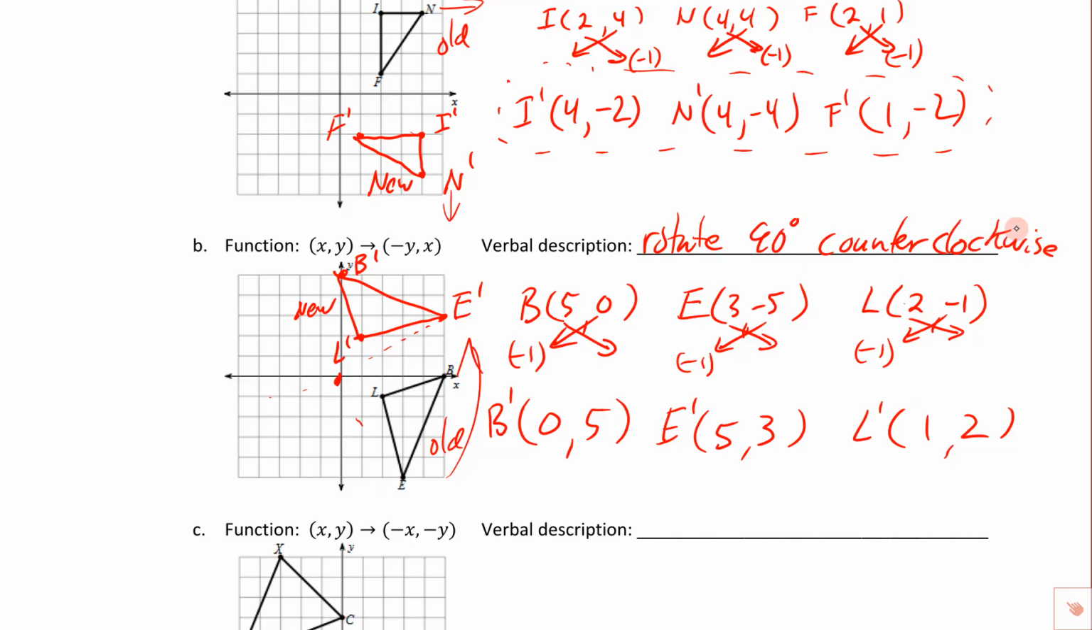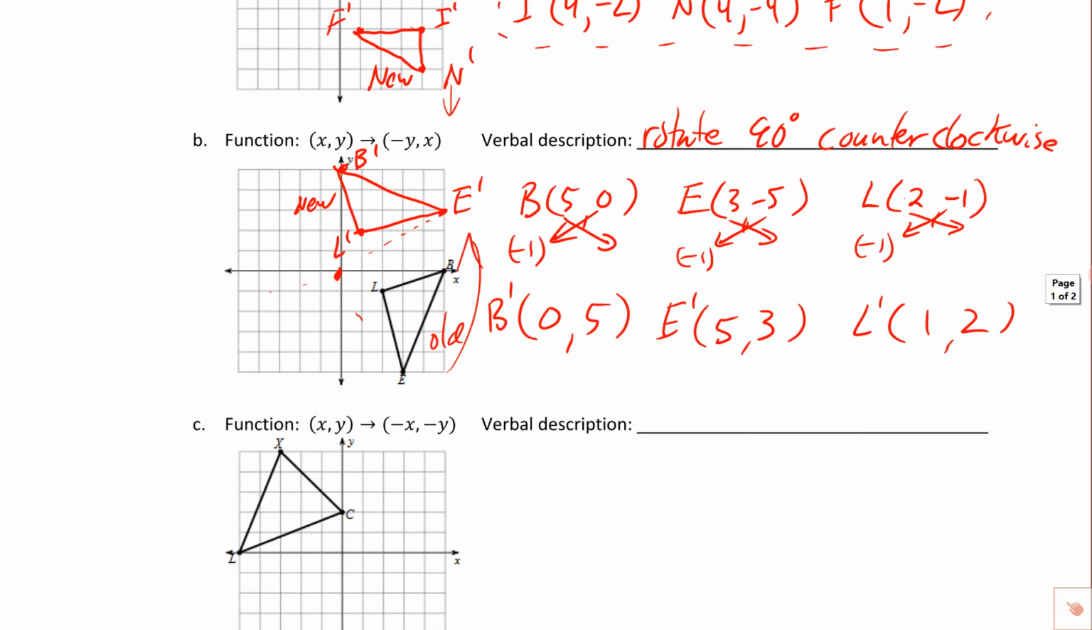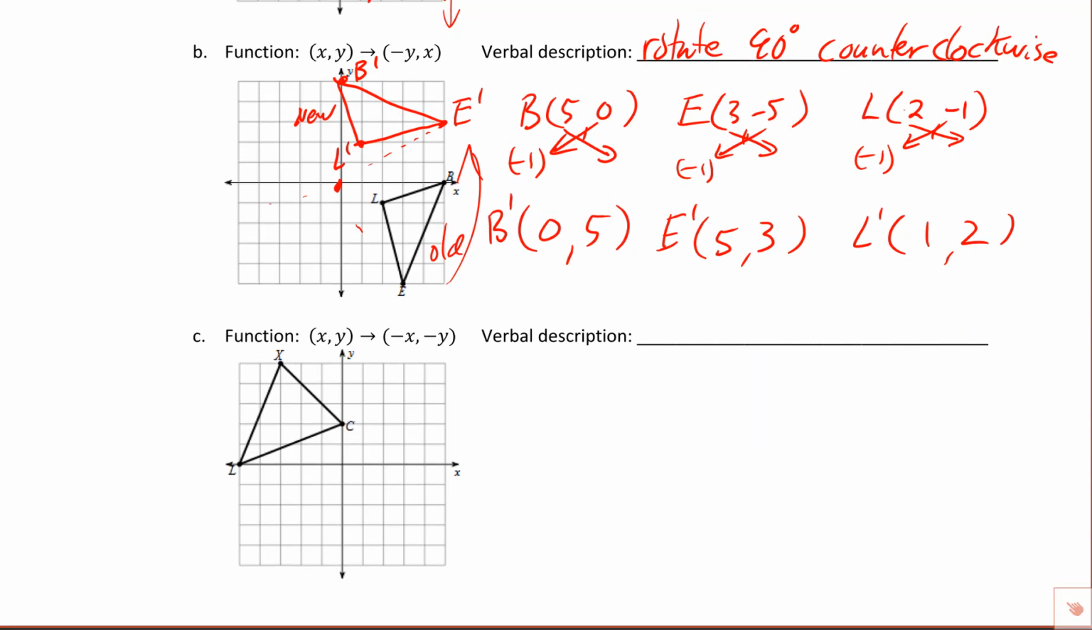Rotate counterclockwise 90 degrees. Okay. All right, let's take a look at this last one on the page. We're going to take these points and switch the x to a negative and switch the y to a negative. In other words, multiply each one of them by a negative, but they don't change places.